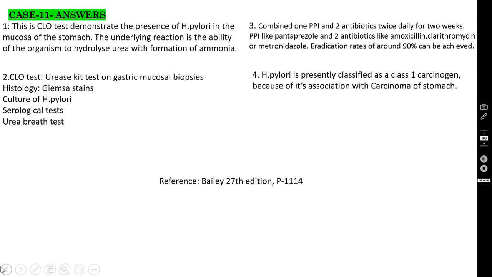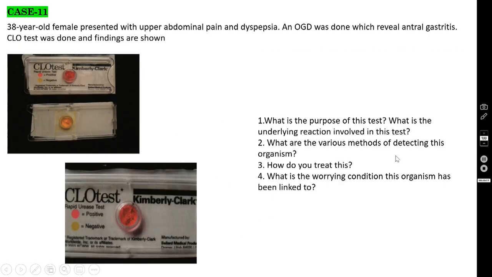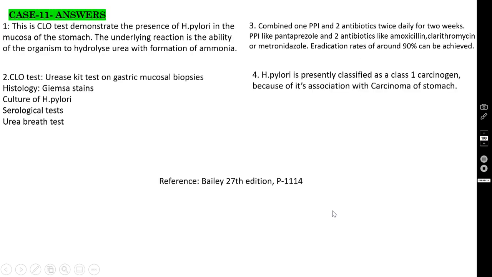What is the worrying condition this organism has been linked to? H. pylori is presently classified as a class 1 carcinogen because of its association with carcinoma stomach. So you have to eradicate the H. pylori infection.